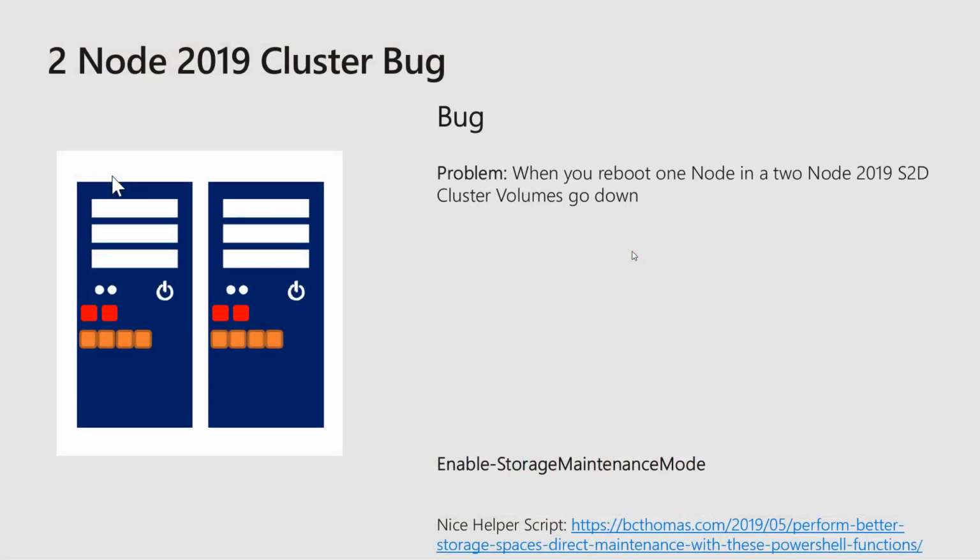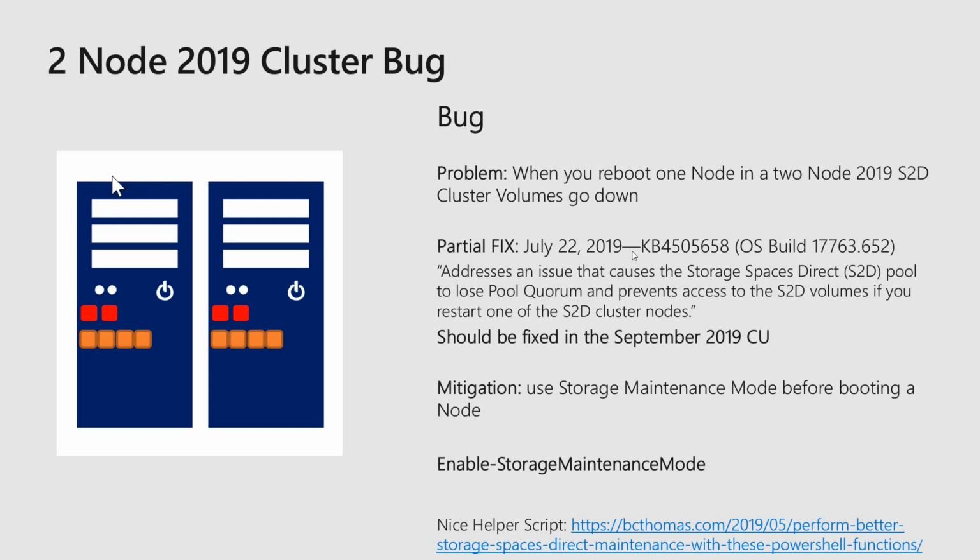Other tips, let's go fast here. There is a bug in the 2-node 2019 design. If you shut down one node, let's say we shut down this node, then because there's a problem with the disk quorum, the virtual disks, the volumes go offline on this host, and all your virtual machines that are running here can't communicate with the storage system anymore, and they will crash or they will pause critical. And this is a known bug.